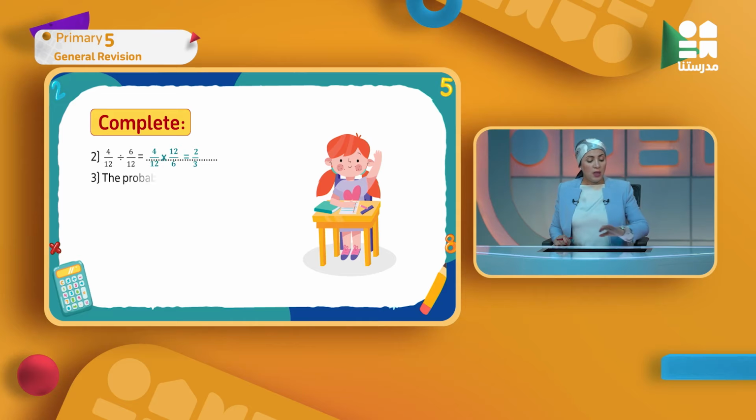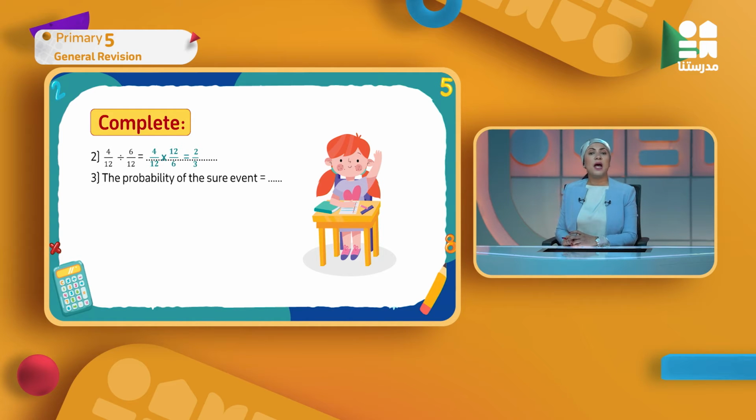Now let's move to another question. Remember the probability? We took the probability before and we took two types, theoretical and experimental. We talked about the sure events or the certain events. Sure is the same as certain event. And we took the impossible events and the possible events. Okay, the probability of an impossible event is 0.